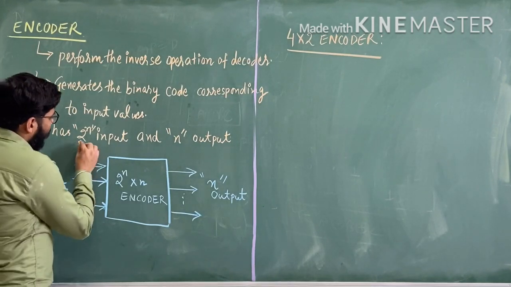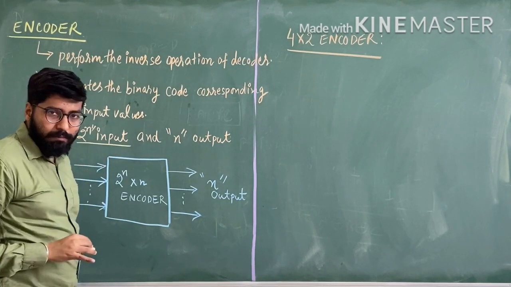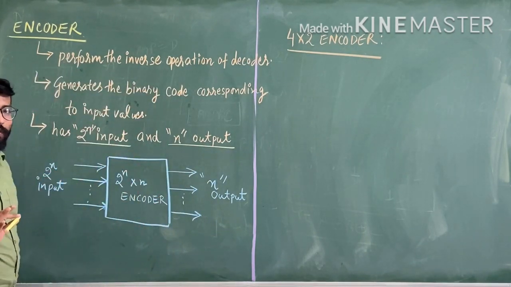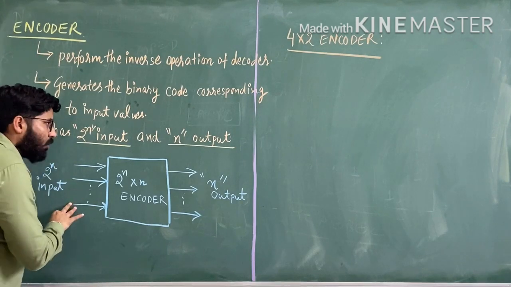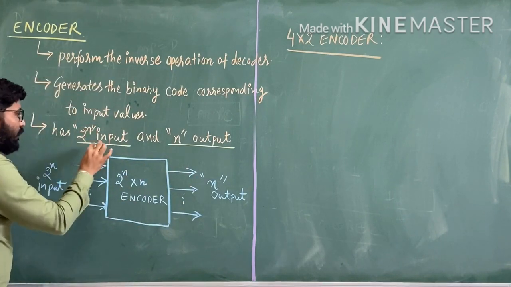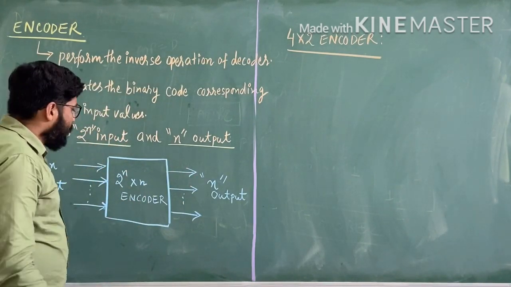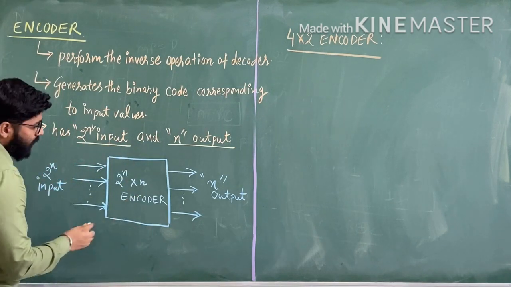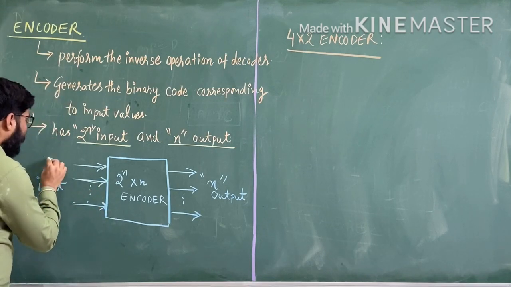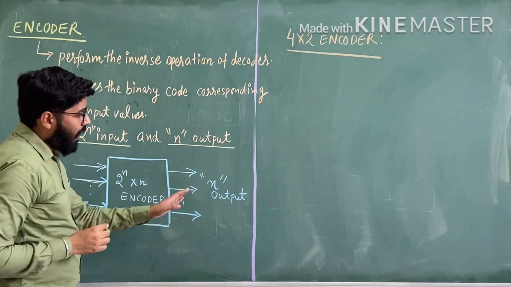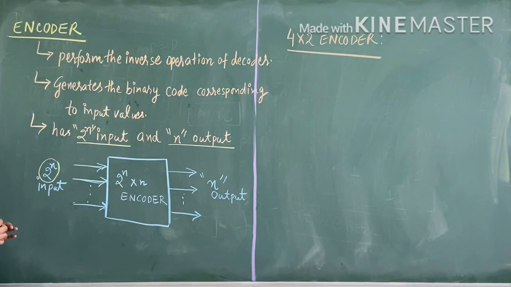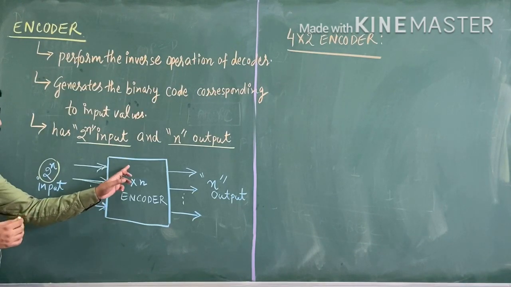In the encoder, we have 2 raised to the power n inputs and n outputs. It is just a reverse process of the decoder. In the decoder, we have n inputs and 2 raised to the power n outputs. But in the encoder, we have 2 raised to the power n inputs and n outputs. Suppose we have a general encoder. In the general encoder, we have 2 raised to the power n inputs and n outputs. So this is the general block diagram of the encoder, having the configuration 2 raised to the power n cross n.